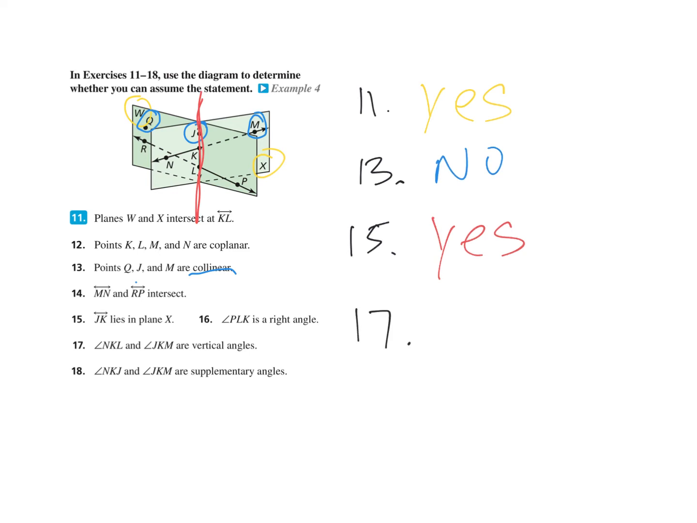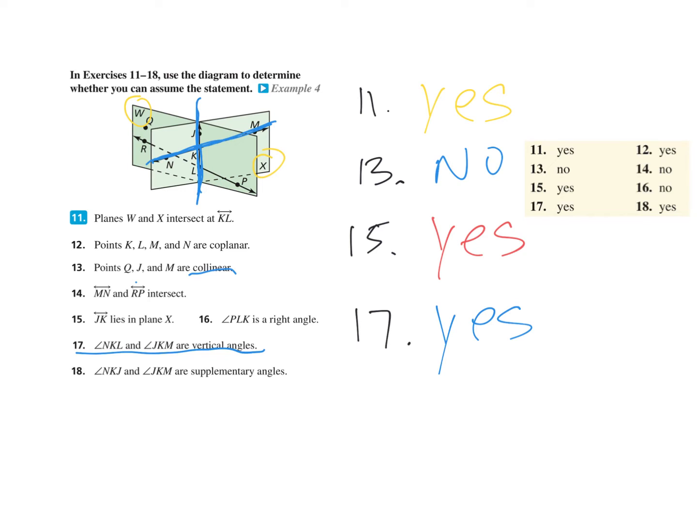Now I'm going to clean up what we have on our screen here. All right, so now we're doing 17. I'll try to tap a little softer. NKL, let's do this in blue, NKL, and JKM are vertical angles. Well, that's a yes. Because if you extend the line of one and extend the line of the other one, then the opposite angle would be a vertical angle. Now let's look at the answers, and I'll also put the evens on here for you as well. And presto, there you go. We're right on. All right, let's keep going.